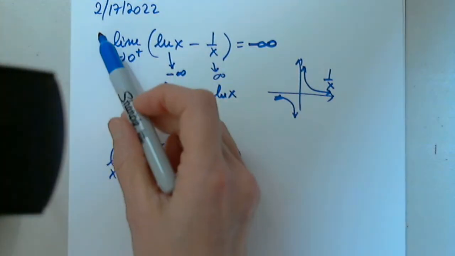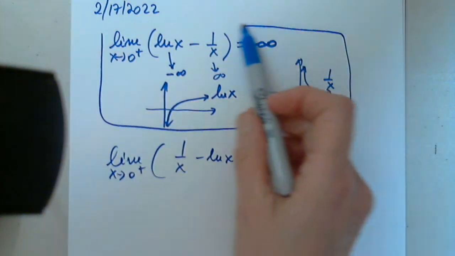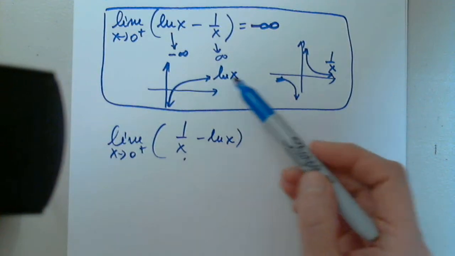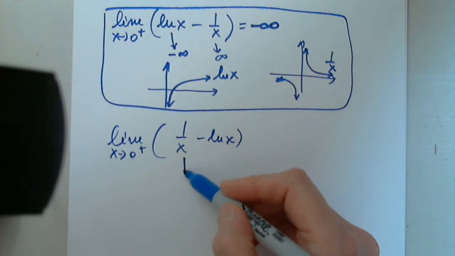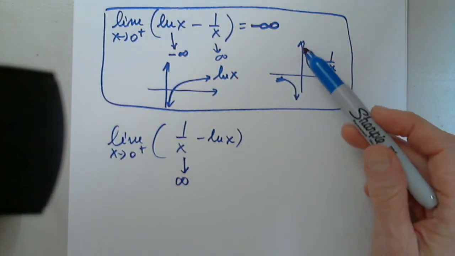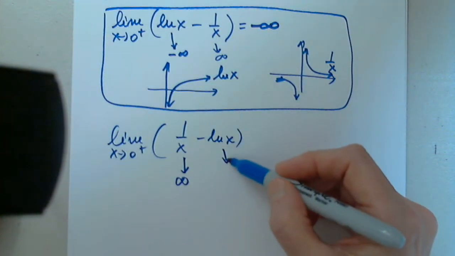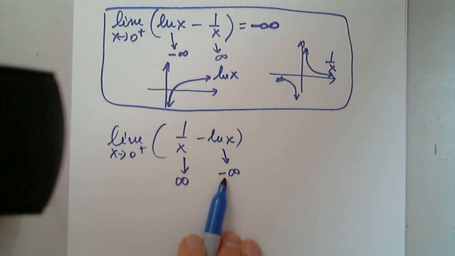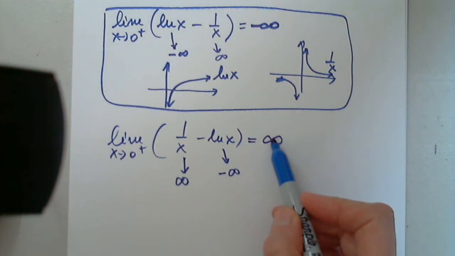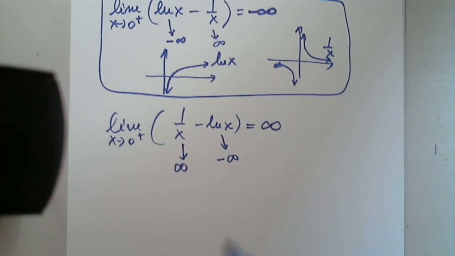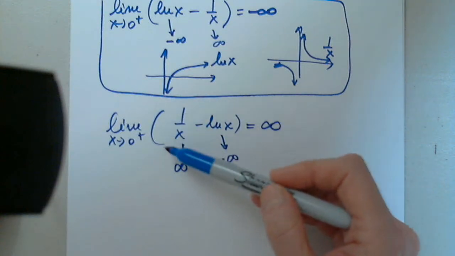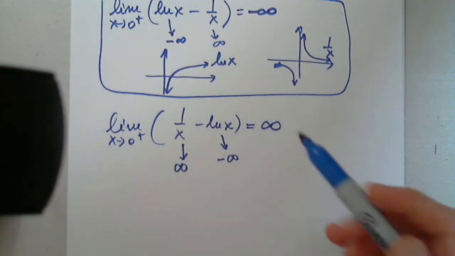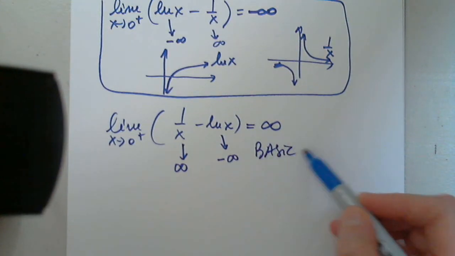Everything is correct here, but the problem we had was different. Now I know from my graph that this approaches infinity right here, and I know from my graph that this approaches negative infinity. But infinity minus negative infinity, it's clearly infinity. There is no need to graph this function. Just analyze each piece. These are basic functions.